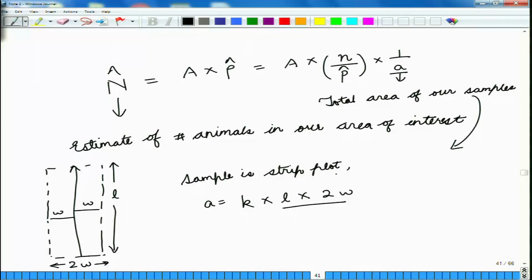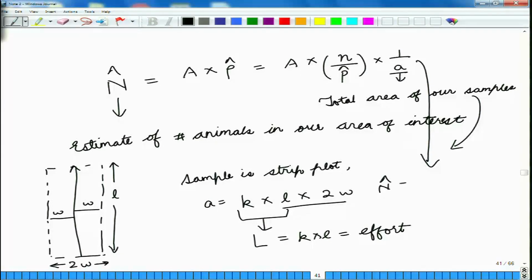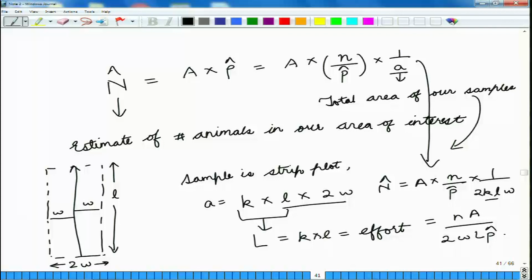So, putting it back here, K into L is also written as capital L. Capital L is K into L, which is also the effort. Effort is the total distance that we have moved. Putting it all back there, we get n hat is equal to A into n by p hat into 1 by 2 k L W. We can also write it as n A by 2 k into L, which is given by capital L. So, you have 2 W capital L p hat, which is our formula for distance sampling, for the estimate of the number of animals in our park or the area of interest.